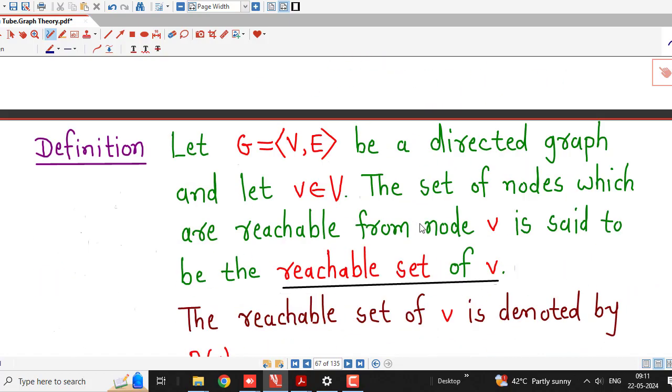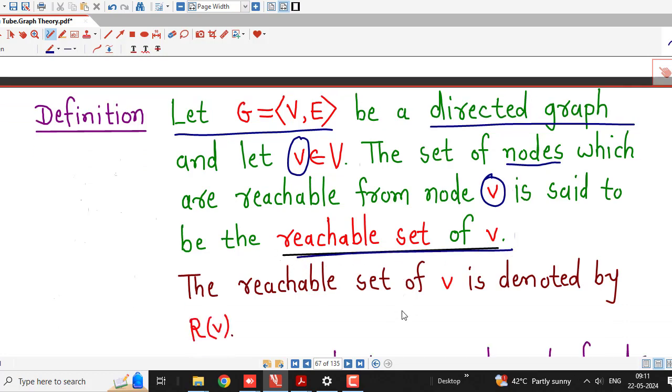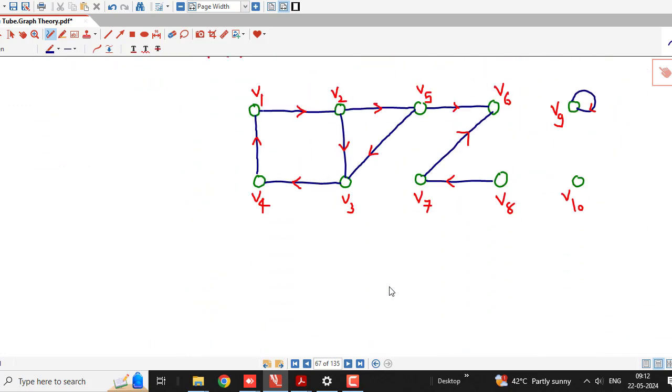We understand with the help of an example. Here I have written that definition. Let G equal to (V, E) be a directed graph, and let small v be a vertex in the vertex set V. Then the set of nodes which are reachable from given node v is said to be the reachable set of v, and it is denoted by R of v. So we understand with the help of this diagram.